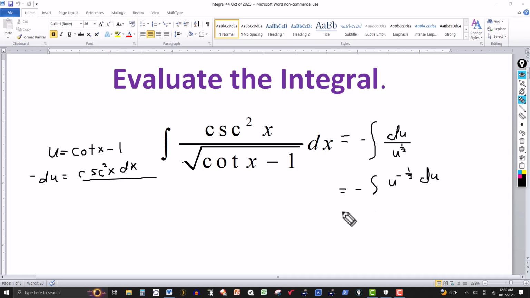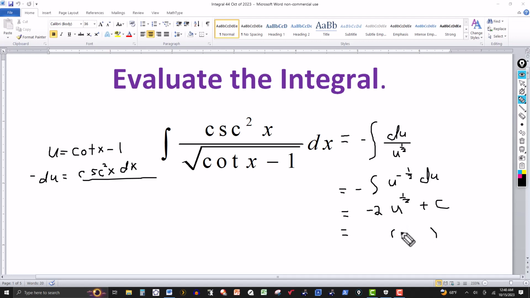And then we add 1 to the exponent, which gives me a 1/2. So I'll have u to the 1/2. And then I divide the coefficient, which is a negative 1 here, by 1/2. This is going to be a negative 2, plus the constant of integration. And then we're through with the integration. Now it's just a matter of going back to the original variable. Don't want to leave your answer in this form here. So okay, this will be u here.